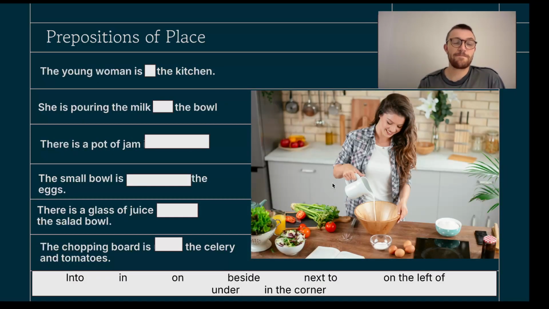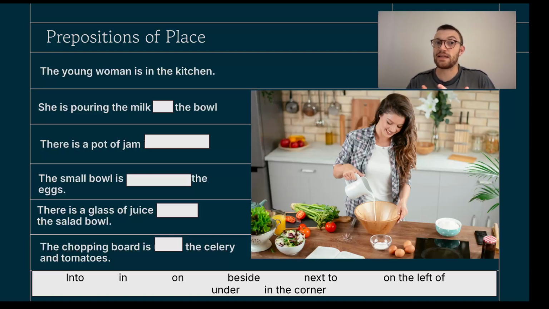There we go. Okay. The next practice one that we've got here is in a kitchen. The young woman is the kitchen. The young woman is in the kitchen. Now, for most rooms, we use the word in. So, at the moment, I am in my living room. Although because it's a small apartment, it is a living room slash kitchen.